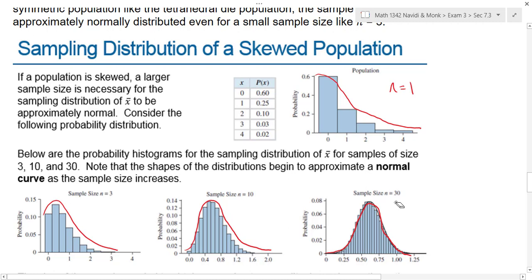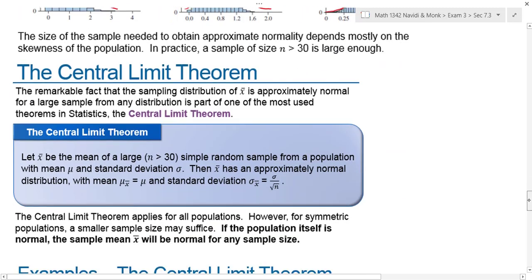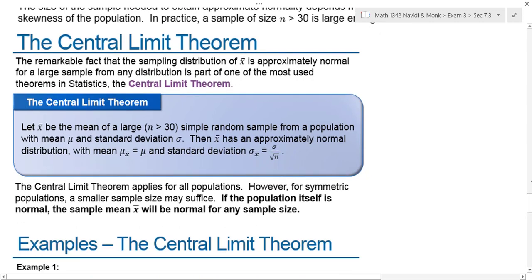So I take the 30 things in my sample and I look at the average value of x for each one of those, and this is the sampling distribution of the means. This leads to something that's called the Central Limit Theorem, and this theorem is critical in statistics for assuming normality. So let's look at what the Central Limit Theorem says.